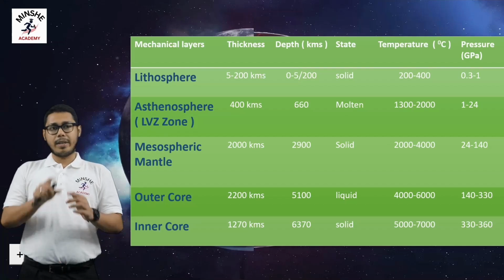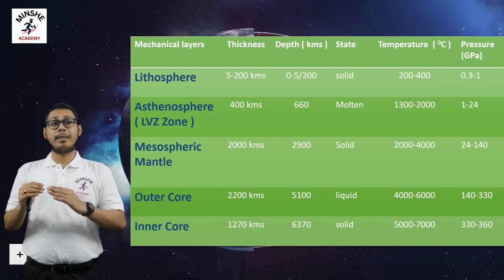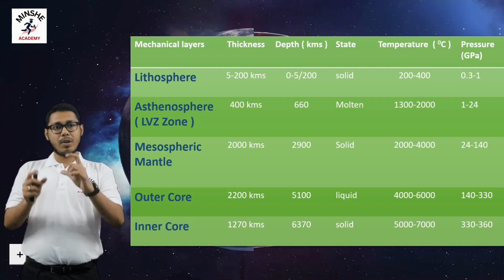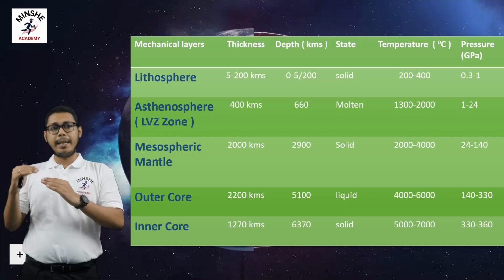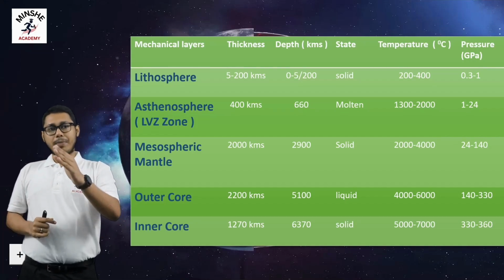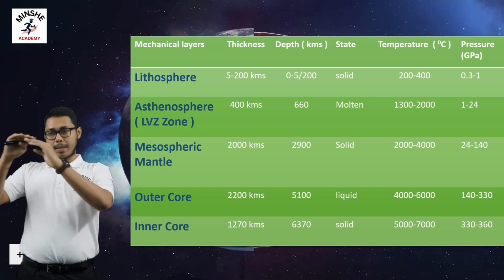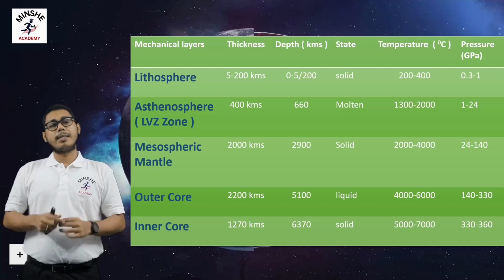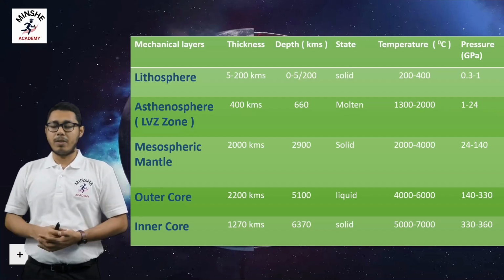This is the asthenosphere. It starts at a depth of around 400 kilometers, its thickness is 400 kilometers, and it ends at about 660 kilometers. If I measure the depth, it is 660 kilometers. The state is molten, and the temperature is obviously high.